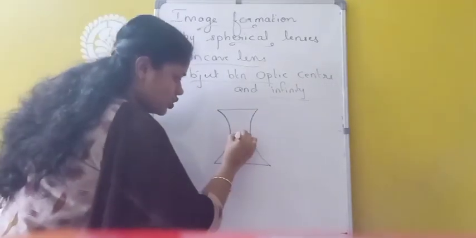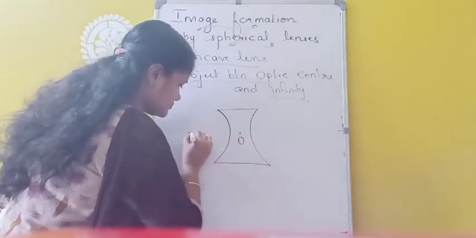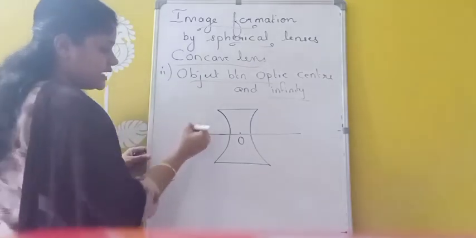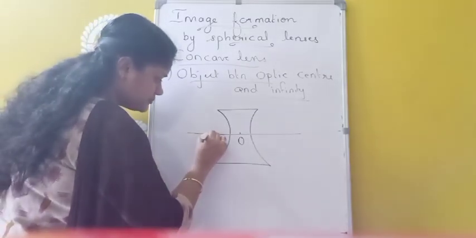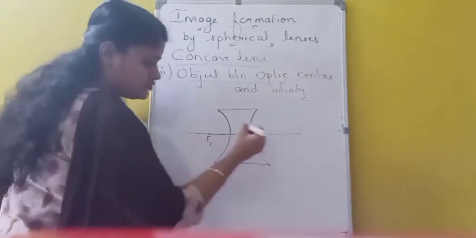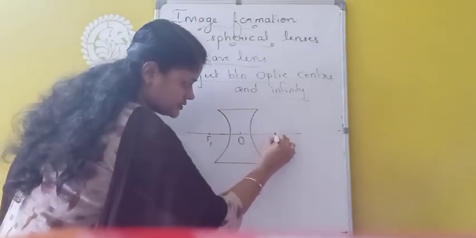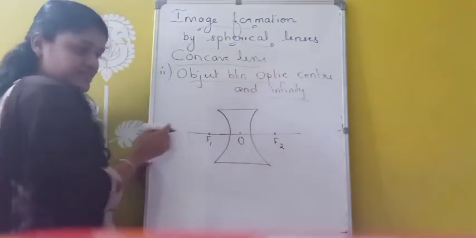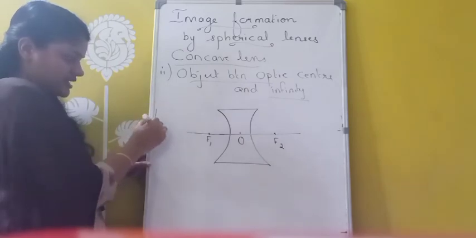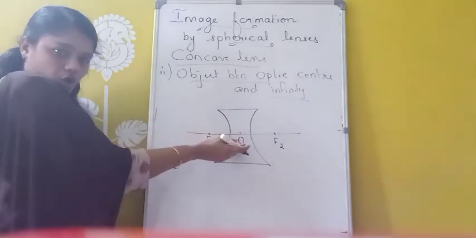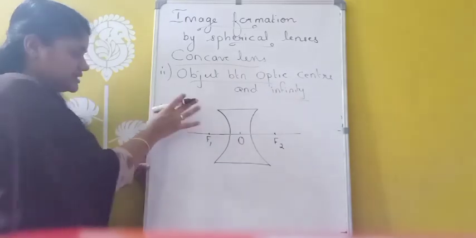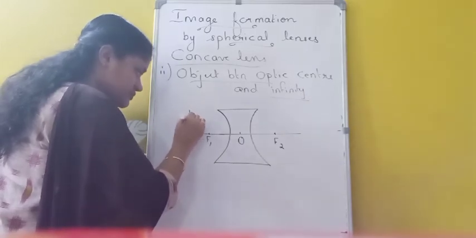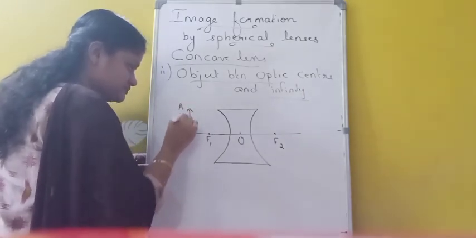Concave lens. So mark optic center and draw the principal axis. Optic center, principal axis, and we can mark focus somewhere here. Focus F1, and here also we have second focus F2. And I told you object is between optic center and infinity. That means it may be anywhere. So infinity means somewhere here I am taking infinity. So this object is between optic center and infinity. So it can be anywhere between optic center and infinity. So I am taking somewhere here as the object. So this is the object. So AB is the object.